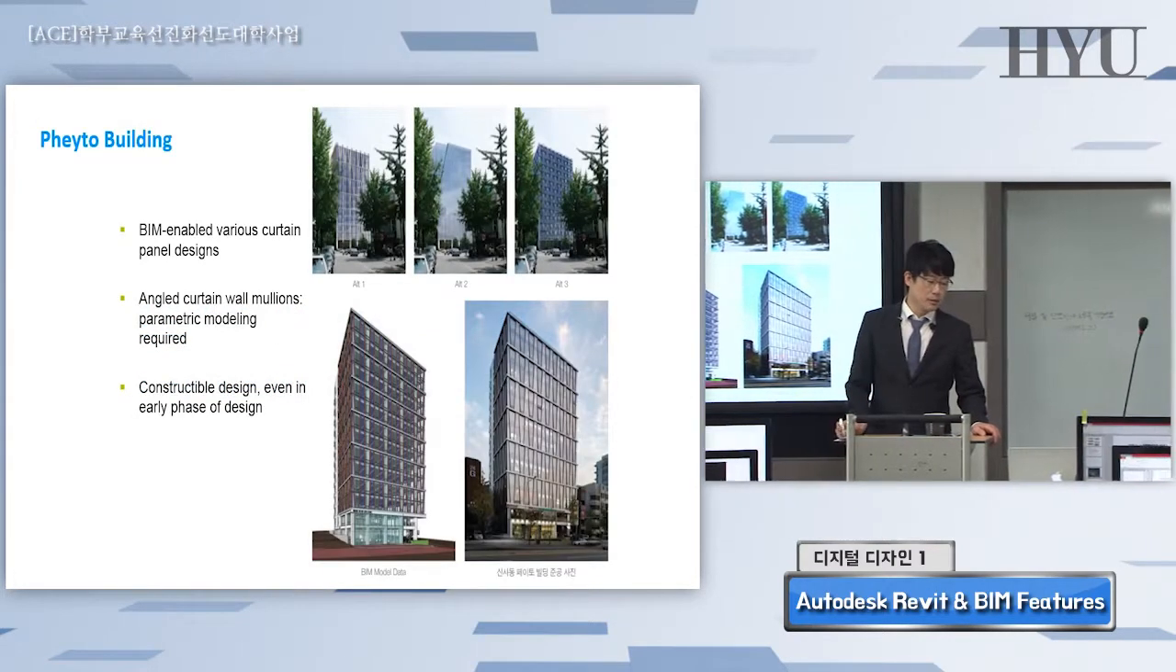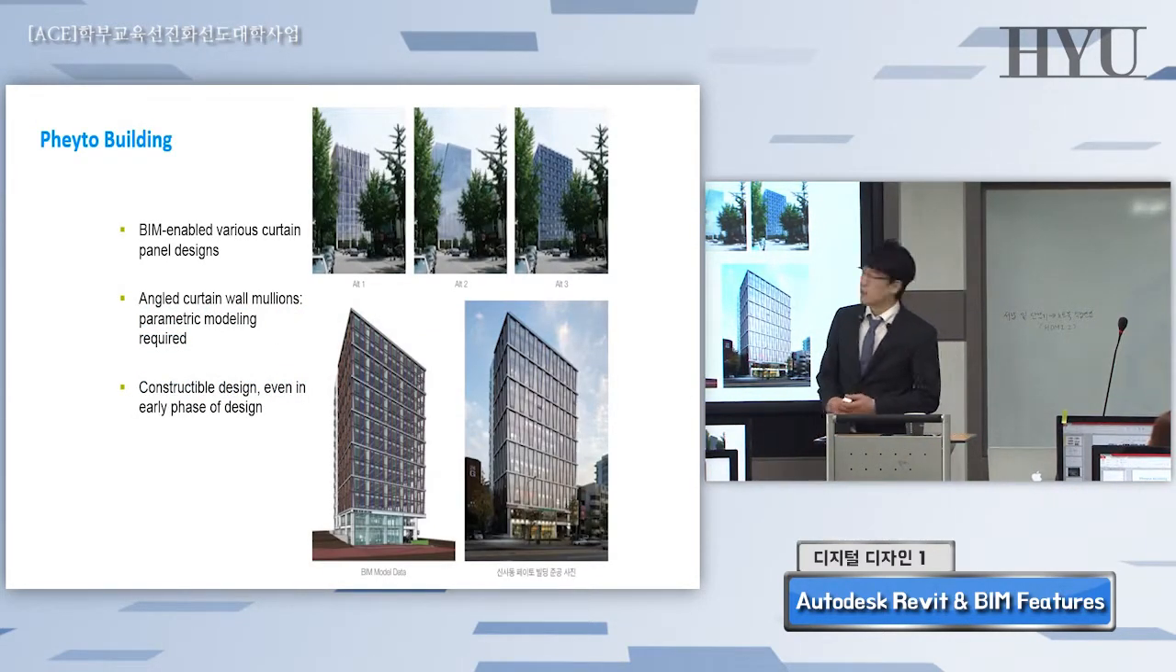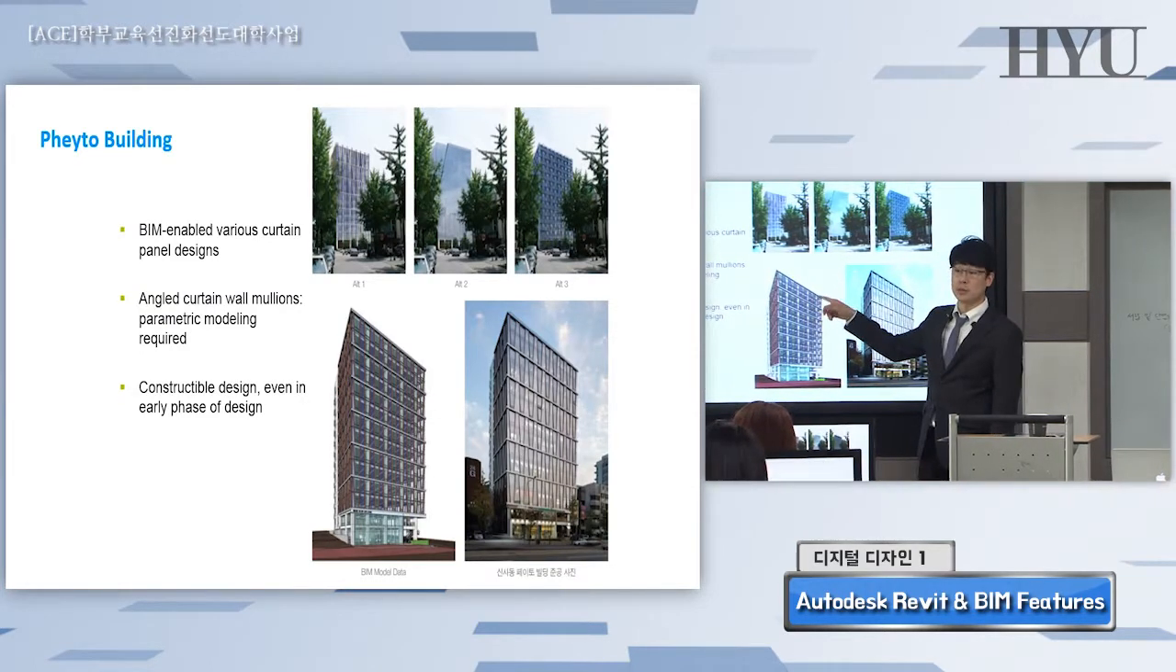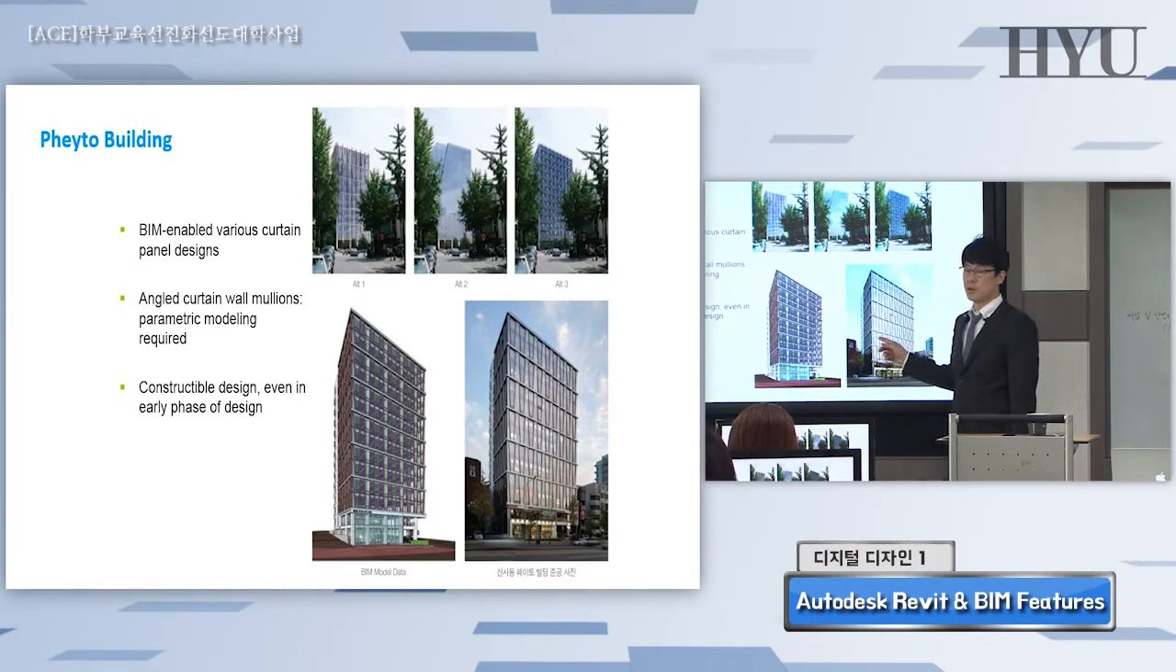The first example, the Beito Building. This one is actually located in Sinsadong, okay, Gangnam. Take a look at this building. This is just a box-shaped building, okay? Nothing unique, just a box-shaped building.